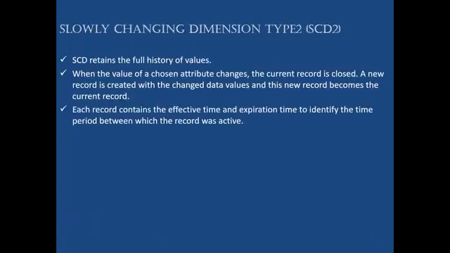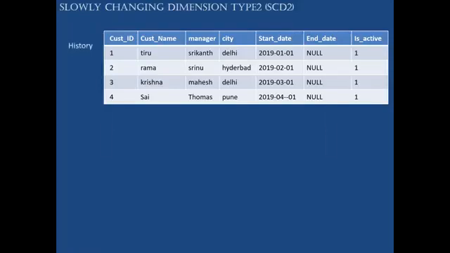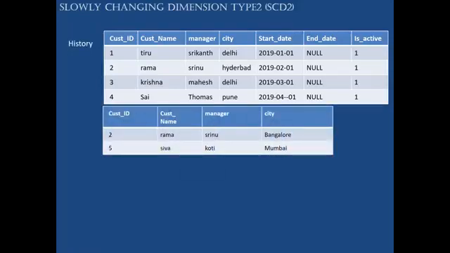Each record contains the effective time and expiration time to identify the time period between which the record was active. So you have complete information: from what time to what time he is in Hyderabad, and from what time to what time he is in Bangalore. Complete information will be there. In slowly changing dimension 2 you can see your history. The active records are the ones currently active. So Rama is currently in Hyderabad, Krishna is in Delhi.